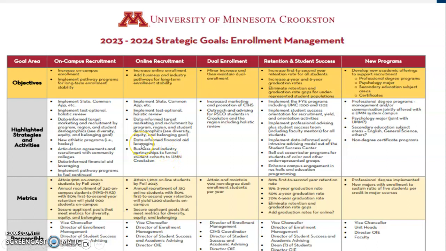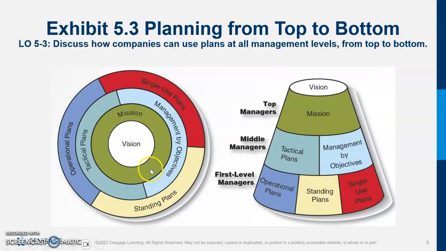This is an example, if you click on one of those links I was highlighting, of the action plan for one of the strategic goals at the University of Minnesota-Crookston. You can see it shows what the objective is, what activities are going to be taken, what metrics are being tracked, and who's responsible. So it's very easy to read in a quick manner.